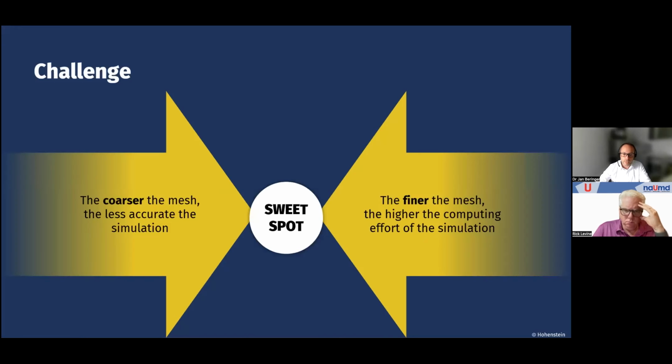But you can see the particle distance has a huge impact on the drape of the fabric and on the appearance of the fabric itself. So the challenge, as I mentioned already, is that you have to find the sweet spot between the resolution of the mesh and the simulation time. The coarser the mesh, the less accurate the simulation, but the faster you can do the whole processing. And the finer the mesh, the higher the computing effort, and the longer it takes to simulate the garment on an avatar.